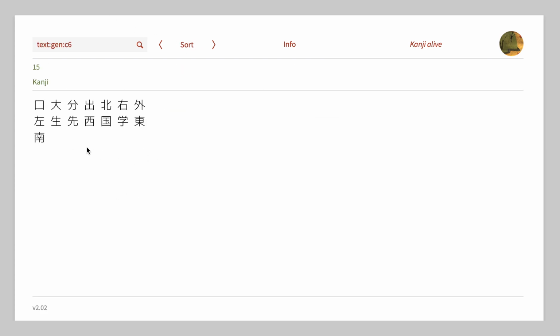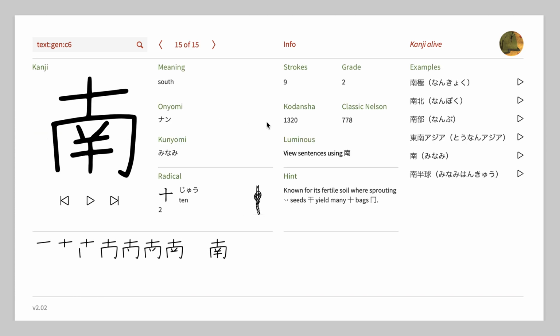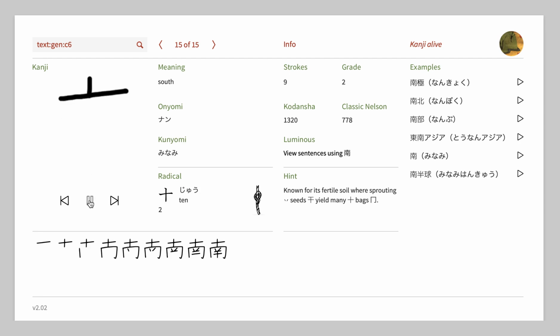The last of our cardinal directions is this one, Minami. So Minami is the kunyomi, Nan is the onyomi. Here's the stroke order. So it's got a cross, a container, and then essentially the symbol for yen. The hint: so I guess the South is known for its fertile soil, where sprouting seeds yield many bags.